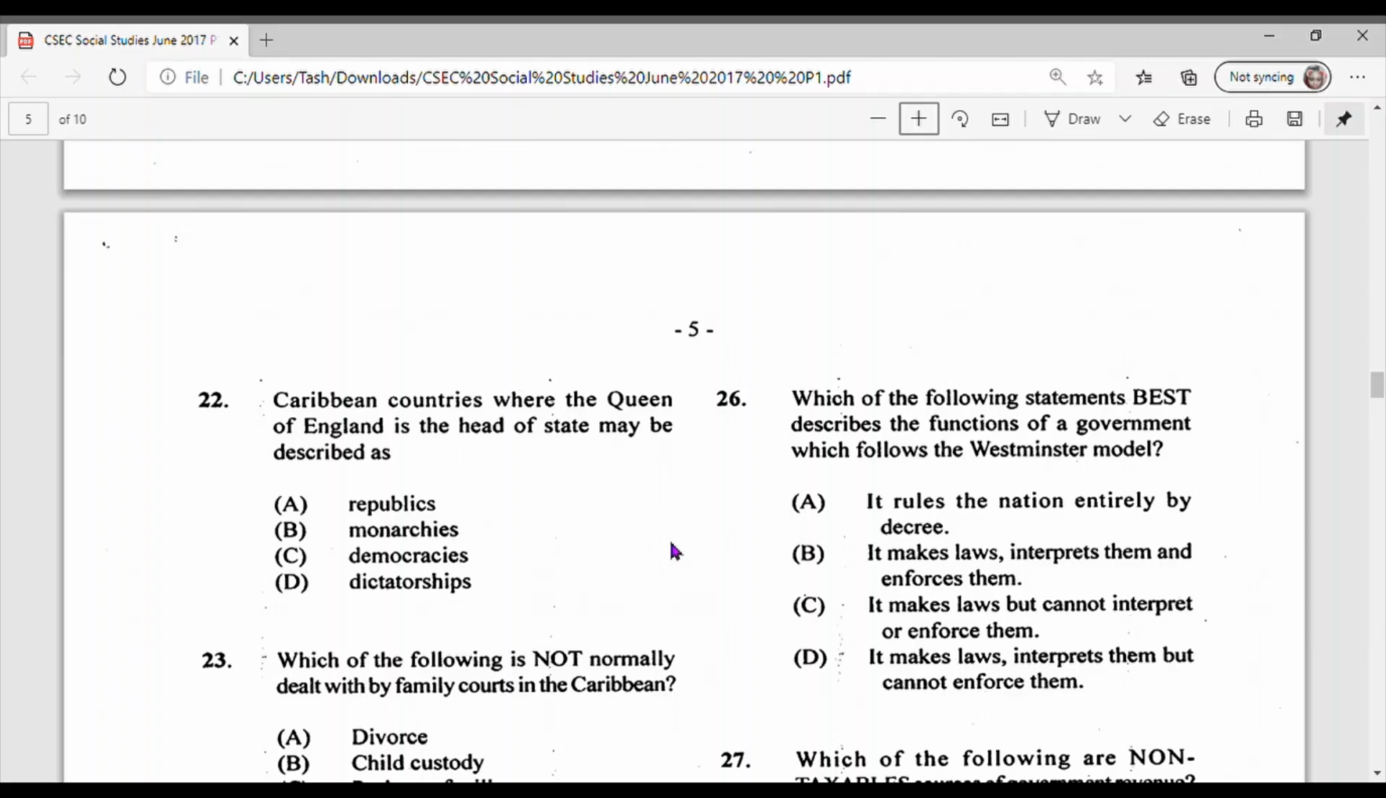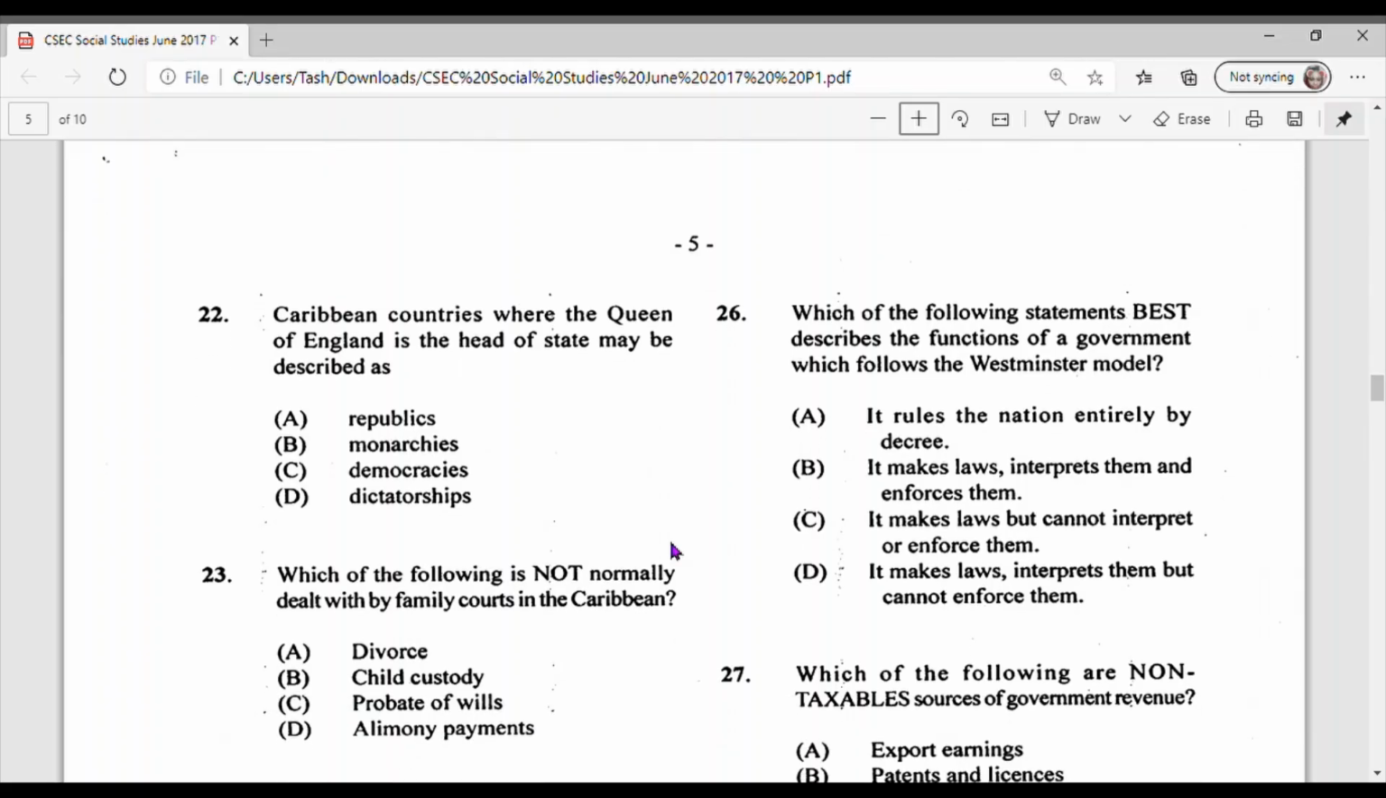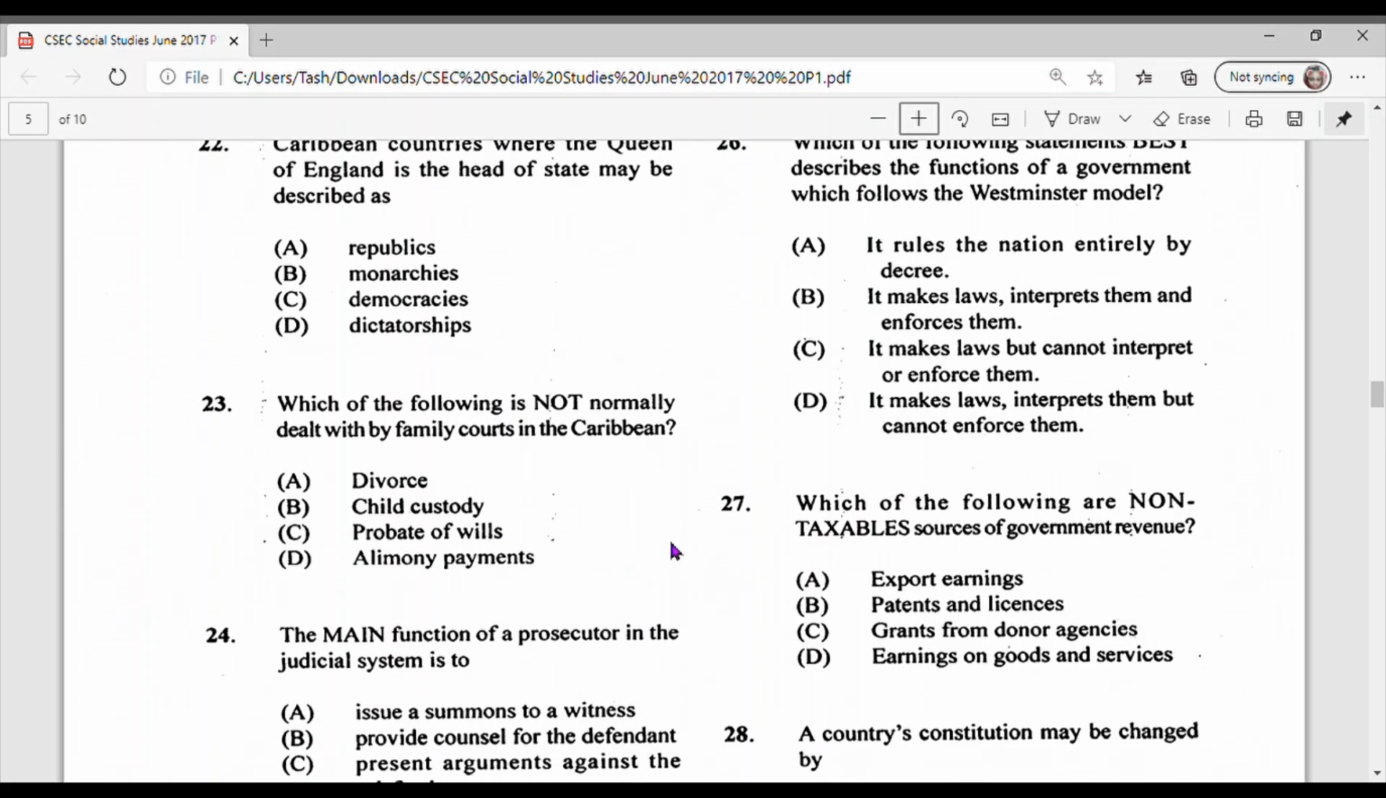23. Which of the following is not normally dealt with by family courts in the Caribbean? A, divorce, B, child custody. So the divorce would have been a family issue. B, child custody, it's another family issue. C, probate of wills. Sometimes it can be a family issue. It can be that the will is left by a family member for someone else in the family. At other times it is not.